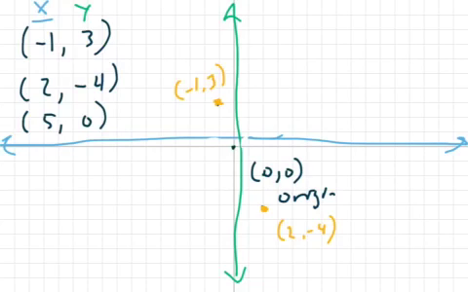Fill that back in. And then finally I have (5, 0). So 5 and 0 means I go over 5 on the x. 1, 2, 3, 4, 5. And then 0 means I'm at 0 on y. I don't go up or down. I am at 0. So right here, let me get the yellow going. Right there is (5, 0).